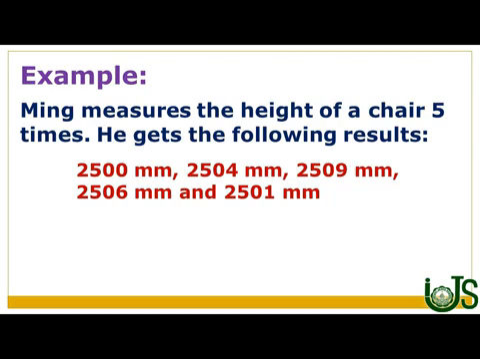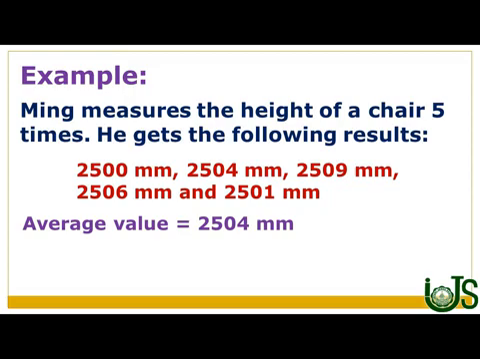So since they are repeated measurements with 5 trials, you need first to get the average value. This average value will be your measured value. To get the average value, you add the measurements and divide it by the number of measurements. So the answer will be 2,504 millimeters.